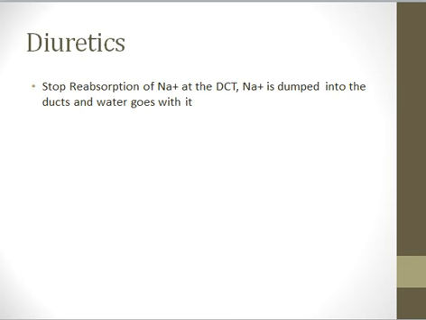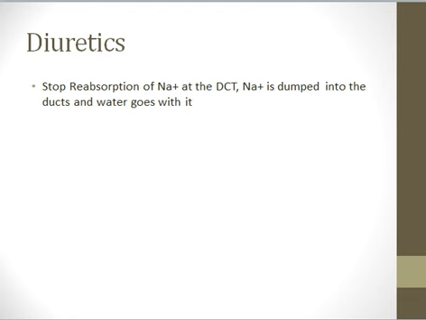Now, diuretics are a totally different subject, though it sounds like a continuation. It's not. Diuretics are going to stop reabsorption of sodium at the distal convoluted tubule. This is where diuretics are going to work. This is one of the few examples that I do want you to know where different things work at different parts of that tubular system. Sodium is going to stay in that tubular system. Water will stay with it. It'll be excreted through the urine.